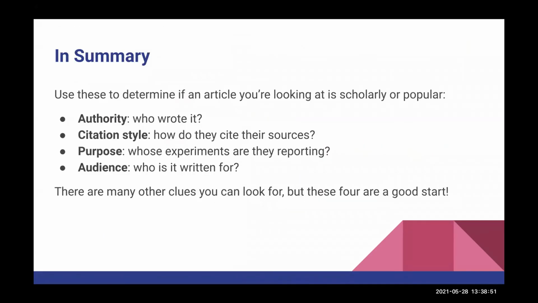Okay, so let's pause here. In summary, these are the 4 things I want you to leave thinking about to help you determine if an article you're looking at is scholarly or popular. One is authority: who wrote it? Two is citation style: how do they cite their sources, if at all? Three is purpose: whose experiments are they reporting? Four is audience: who is it written for? And of course, there are many other clues you can look for to help you determine what it is exactly you're looking at. But these 4 are a really good place to start.